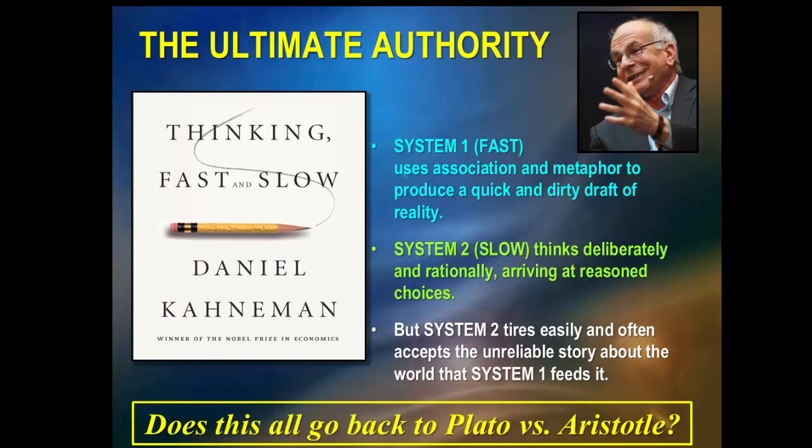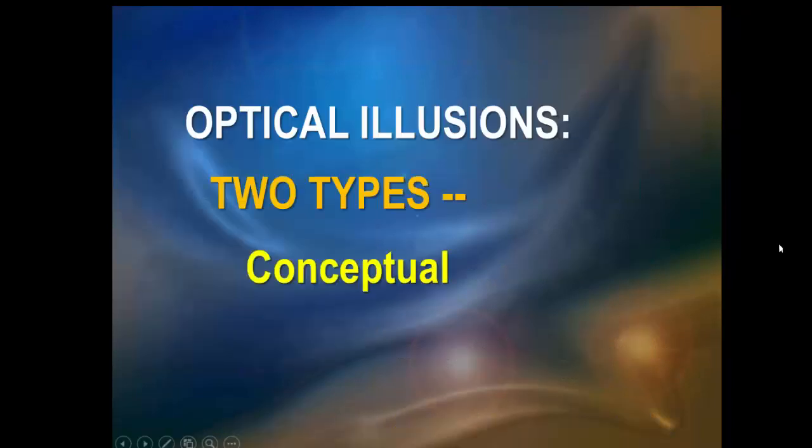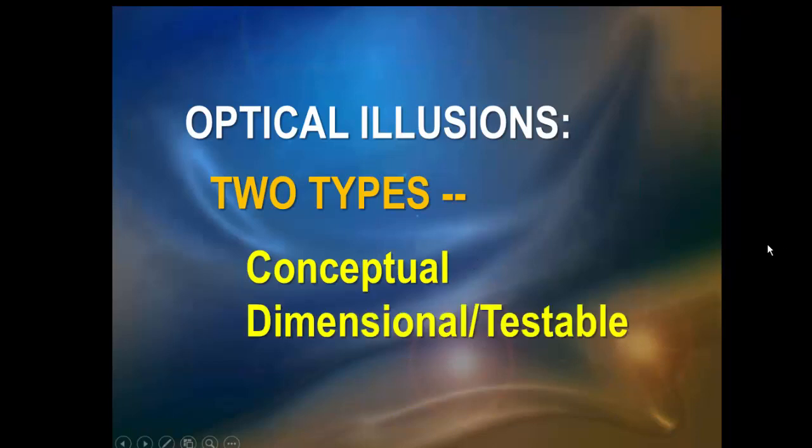For those of you who are into philosophy, this goes back to Plato and Aristotle. Remember, Aristotle was the one that was always measuring things and classifying things and analyzing things. Plato was the guy who was always airy-fairy thinking about everything in the world. Optical illusions, two types. Conceptual, dimensional test. We can test how long the table was. We can't test whether you saw an old lady or a young lady.